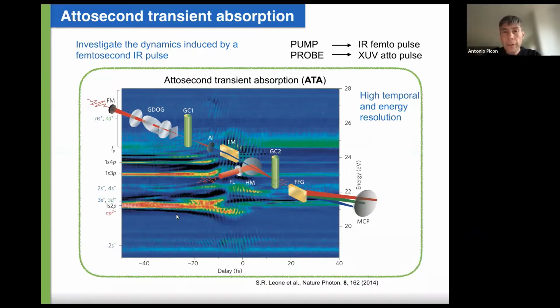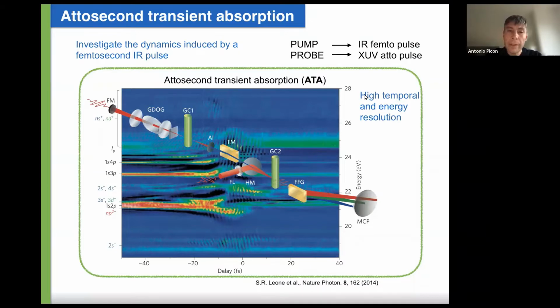So we take the difference of these changes, as we are plotting here. This axis is energy, and what we are plotting is the difference of absorption. And on this axis is the time delay between pump and probe. This is, for example, for the helium atom, and you see that we can see these patterns due to this measurement, which is what we call attosecond transient absorption. From now on, I will just call it ATAS.